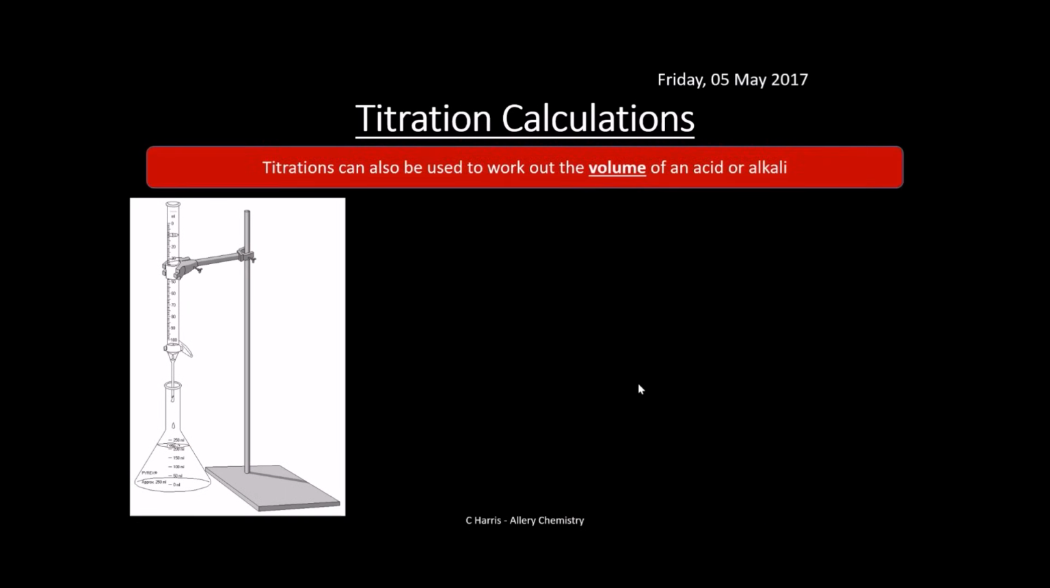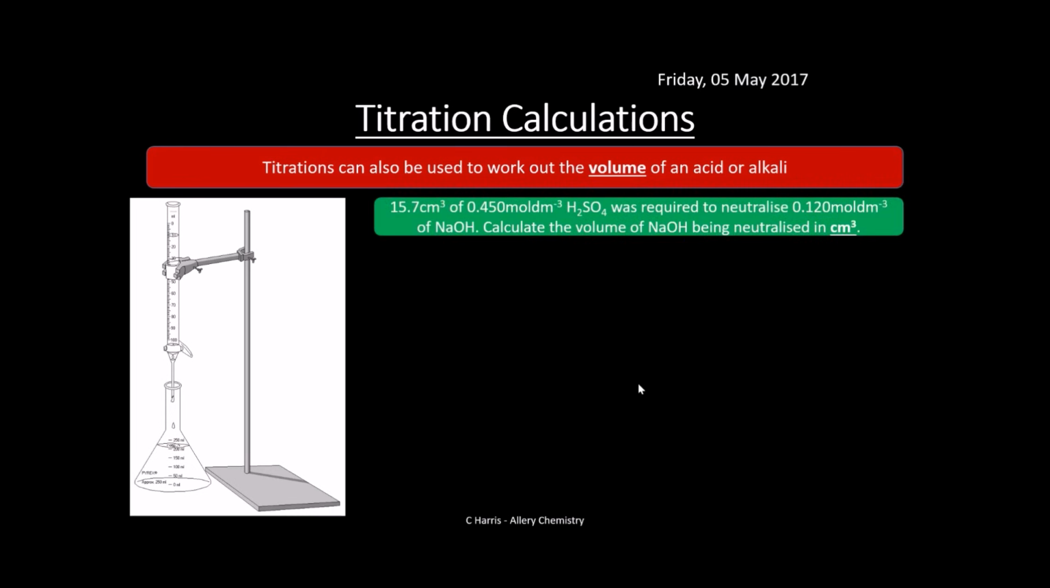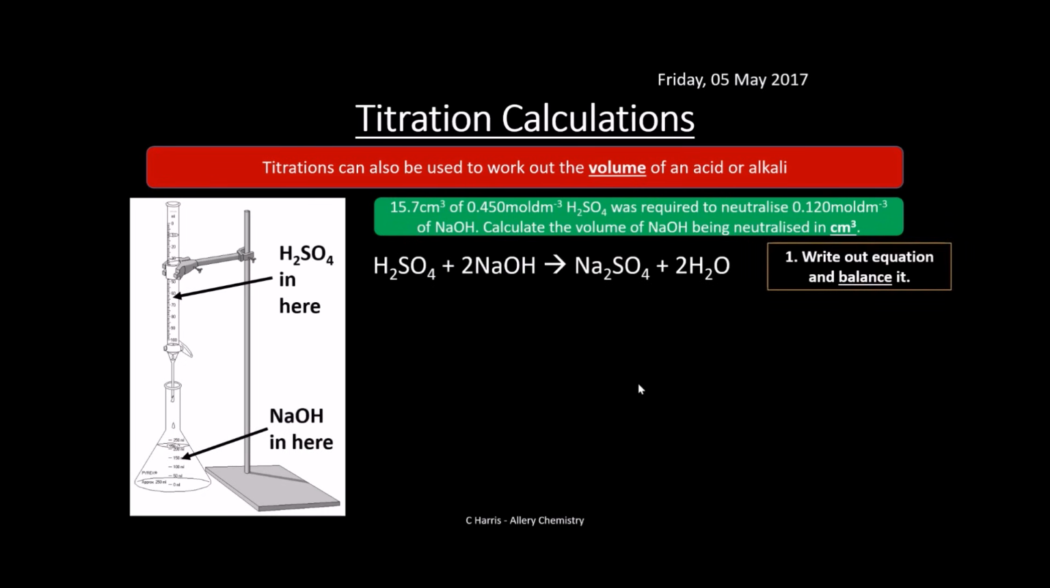Here's another example. So we can work out the volume of something as well. So here's the one: 15.7 centimetres cubed of 0.45 moles per dm cubed of H2SO4 was required to neutralise 0.120 moles per dm cubed of sodium hydroxide. Calculate the volume of sodium hydroxide being neutralised in centimetres cubed. So again, here's the same thing. Different acids, obviously. Write the equation out. Again, balance it. Same thing.